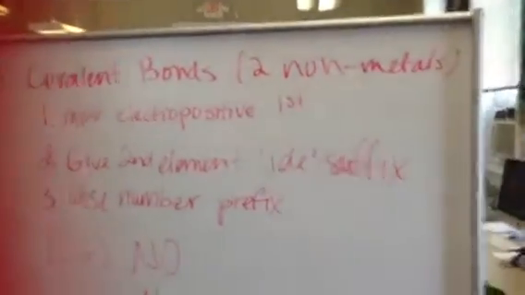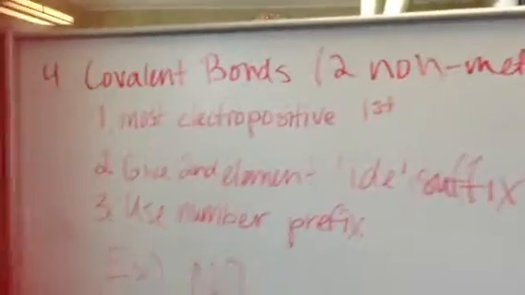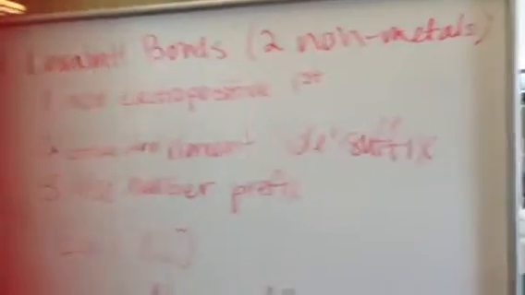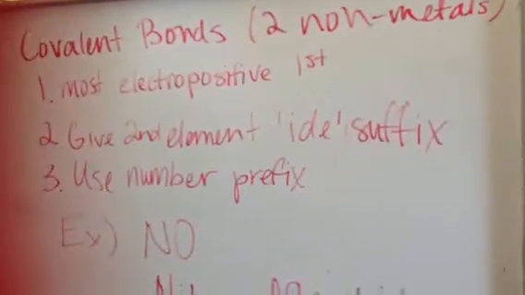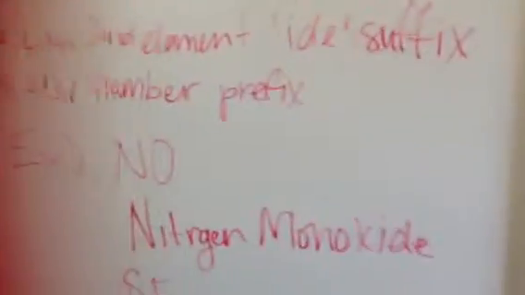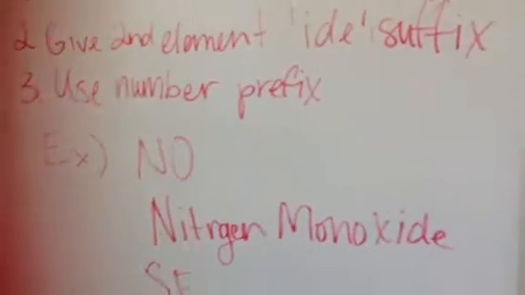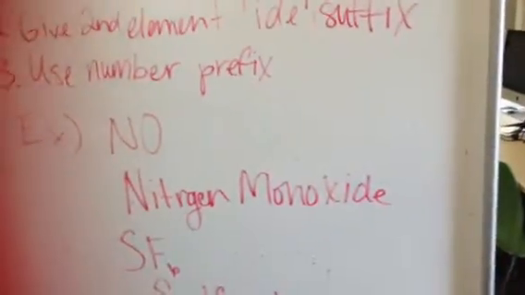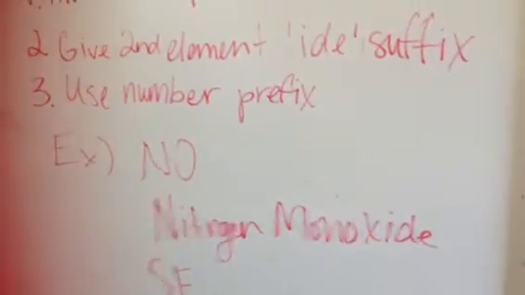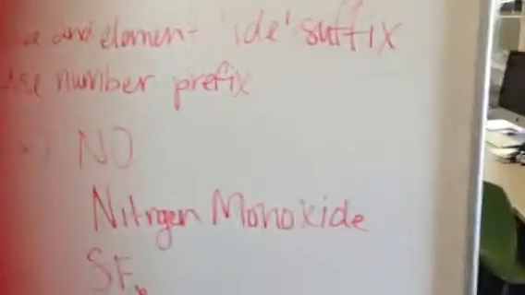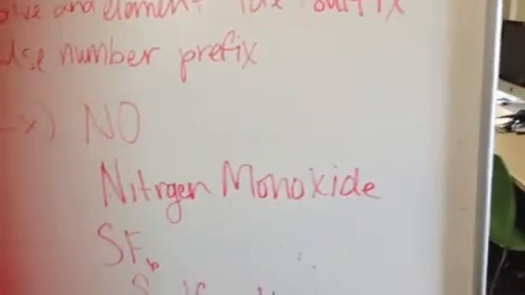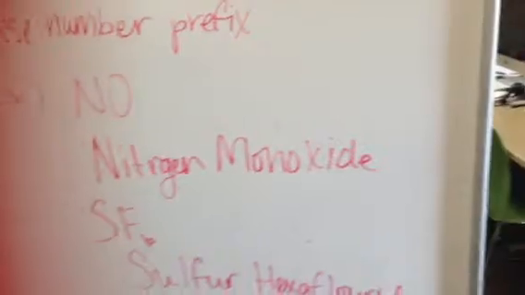And the first thing you're going to do is take the most electropositive element, and it's going to be your first word. Then you're going to give the second element, which is your second word, the suffix "ide," and then you'll use the number prefixes in order to denote how much of it there is. So for example, if you were given NO, it would be nitrogen monoxide, because you have nitrogen, which is less electronegative than oxygen, so that's why it's the first word. And then monoxide is a combination of the word oxide and the prefix mono, because there's 1 oxygen.